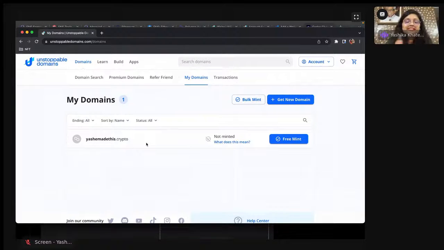So now this is step 1 of buying this domain, which means that I have bought this domain now, but this domain has not gone on the blockchain yet, which means that this has not become an NFT yet, which means, so what does that mean?